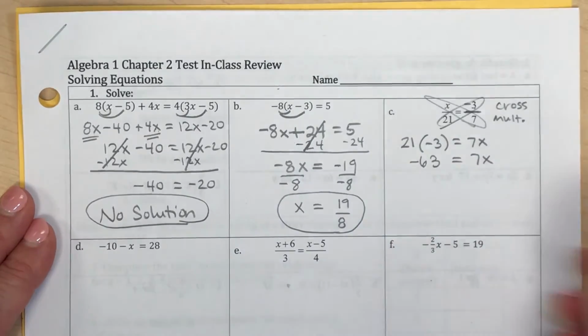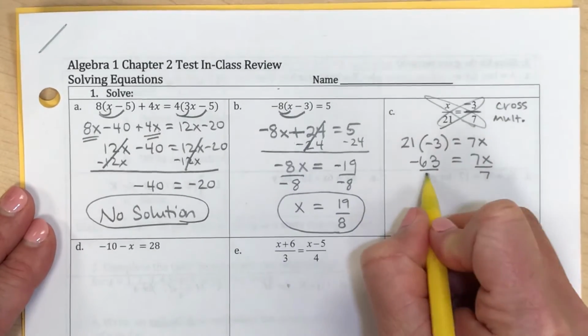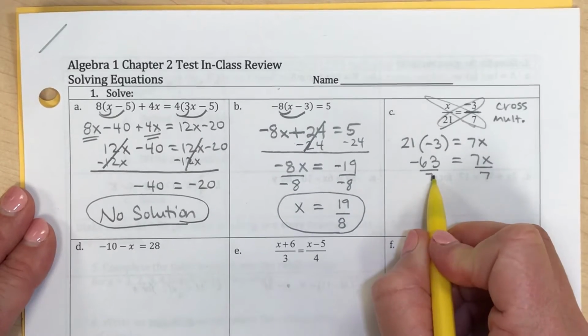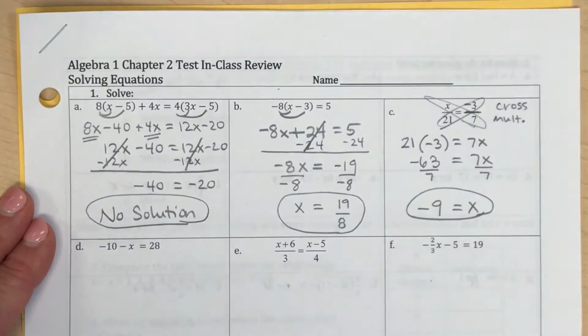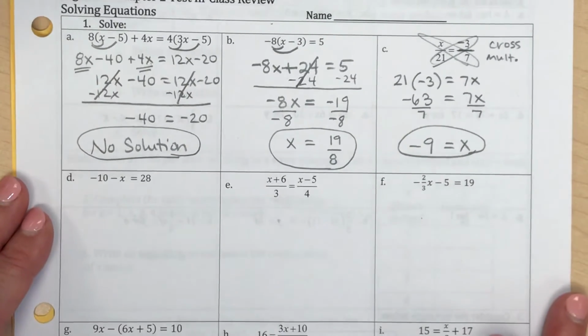And now if we divide by the coefficient in front of the letter, negative 63 divided by 7 is negative 9. And that's your solution for part C. Okay, now here are the next 3.